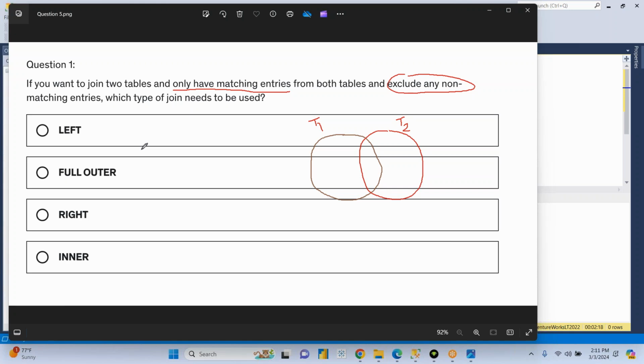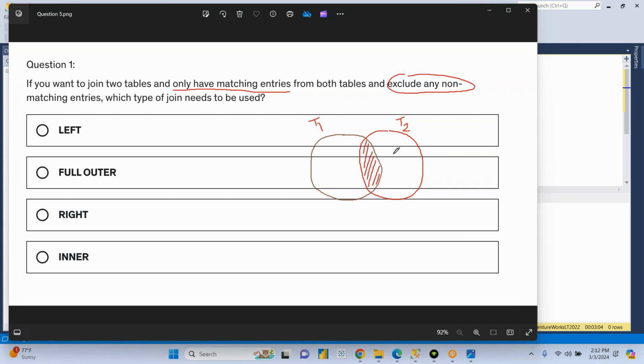An inner join. Definitely it's going to be an inner join. I'm hoping that everyone is able to identify this. This is the region of interest: only matching entries from both tables. This is the region where the matching entries from both tables are, right? And it further tells you to exclude any non-matching entries. These ones right here are the non-matching entries from table 2. So the only zone that correctly identifies this is this zone right here, and this is typical of an inner join.